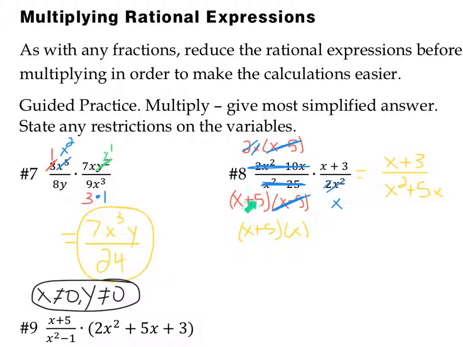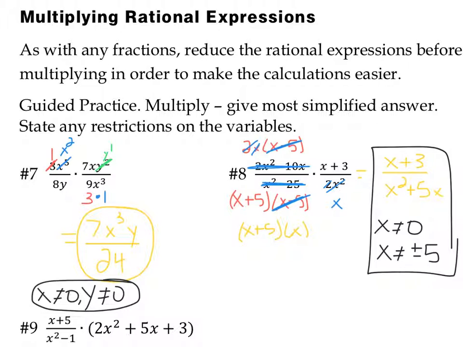Now I come over here again. I want to look at my original denominators. So I have the x plus 5 and x minus 5. So x can't be 5 or negative 5. And over here, x can't be 0. So my restrictions for this second problem are going to have x not equal to 0, x not equal to plus or minus 5. And so that would be my answer there. Okay, so again, reduce, then you can multiply numerators and denominators, and then look for any restrictions on the variables.